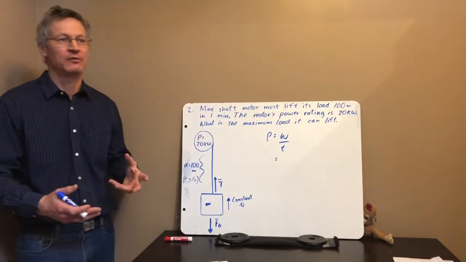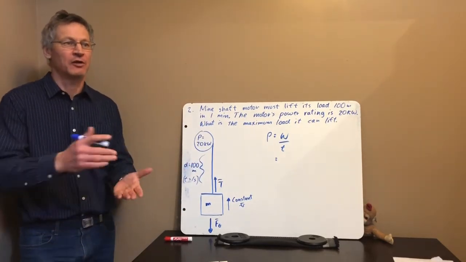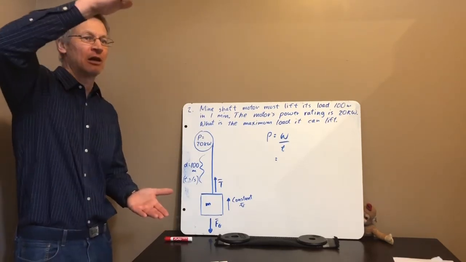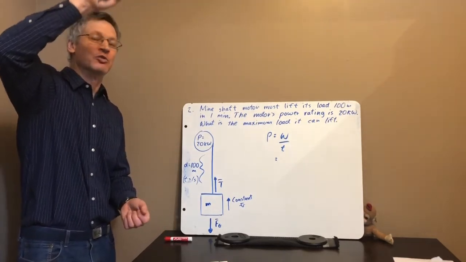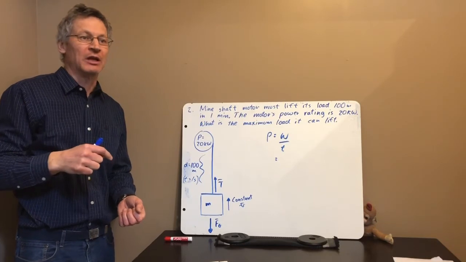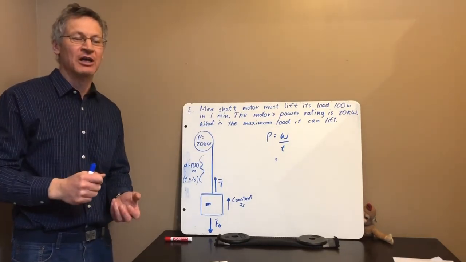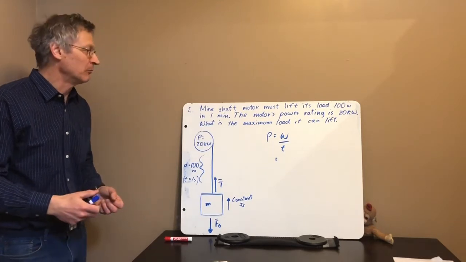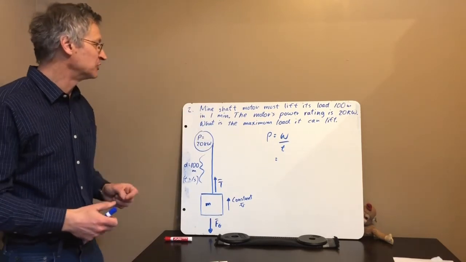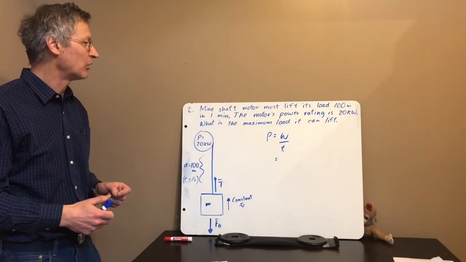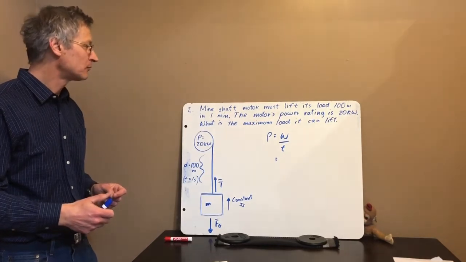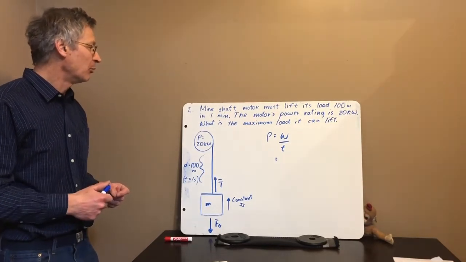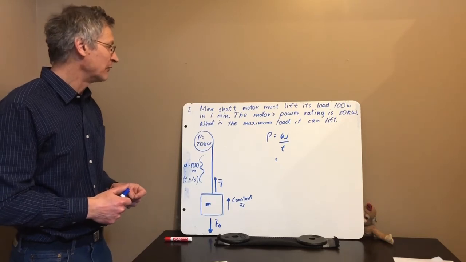A lot of mines are kind of like assembly lines. You've got to get the ore out of the ground up here to the processing equipment, and you've got to keep that processing equipment fed. You can't let that processing equipment be running empty. So yeah, as it says, the motor has got to lift its load out of the mine 100 meters in 1 minute to keep that processing plant on the upper level going.